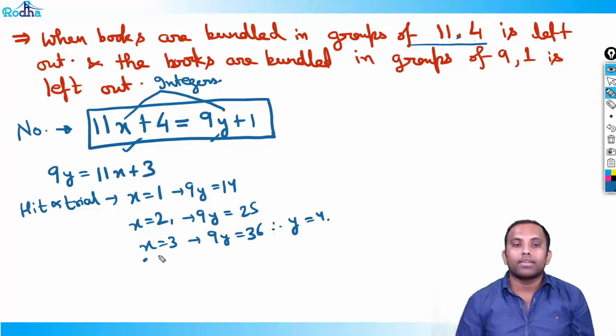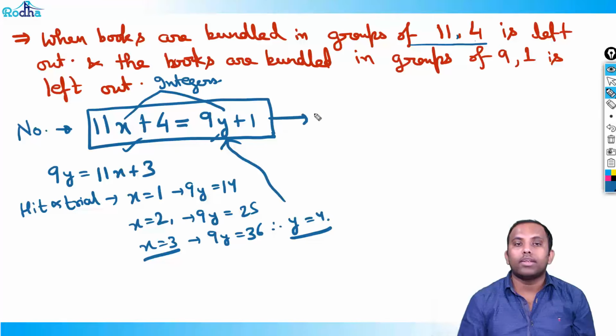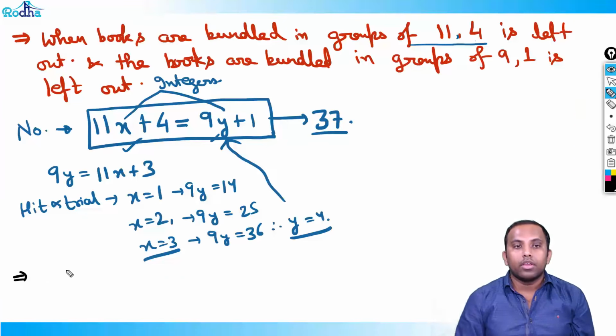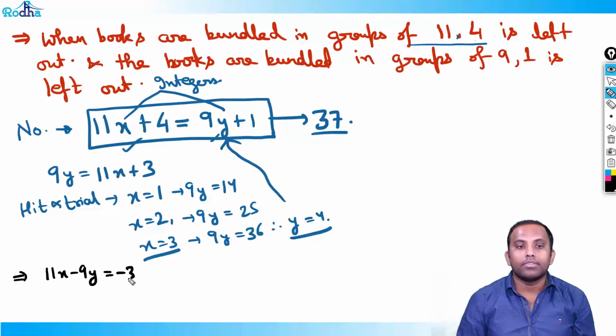So either we'll put x equal to 3 or y equal to 4 in the original equation, and I'll get 9 into 4 plus 1, that is 37. 37 is my number. Now I told you there is another way to do it. We can bring both the variables to the left side. So we can write 11x minus 9y is equal to minus 3.